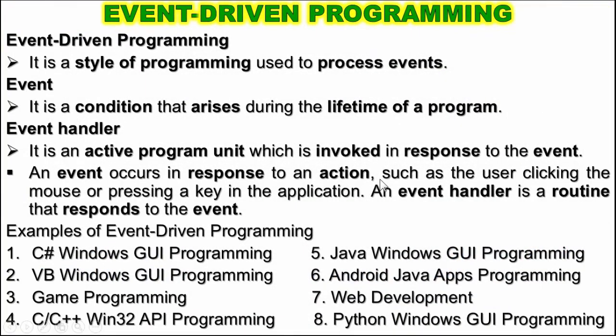Let us learn event-driven programming. Event-driven programming is a style of programming used to process events. An event is a condition that arises during the lifetime of a program. An event handler is an active program unit which is invoked in response to the event. An event occurs in response to an action, such as the user clicking the mouse or pressing a key in the application. An event handler is a routine that responds to the event.